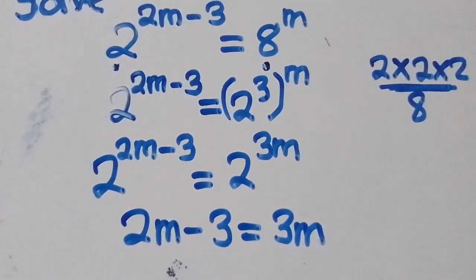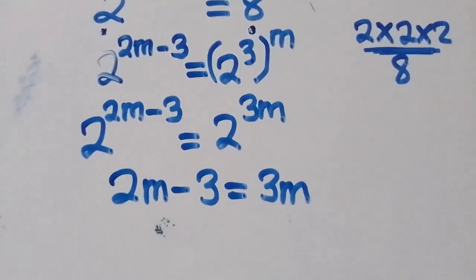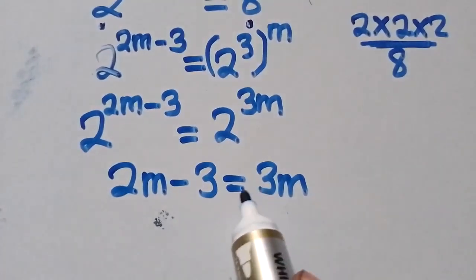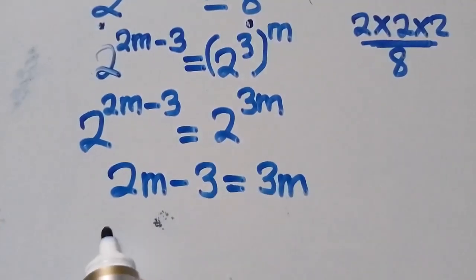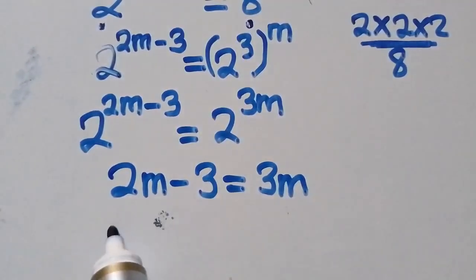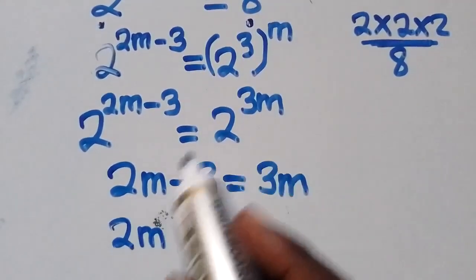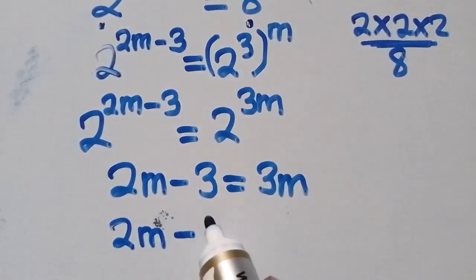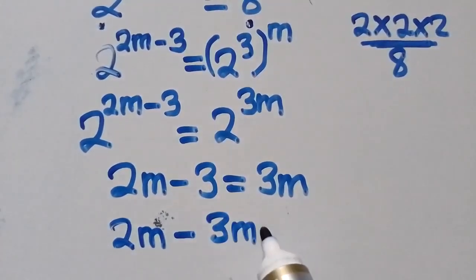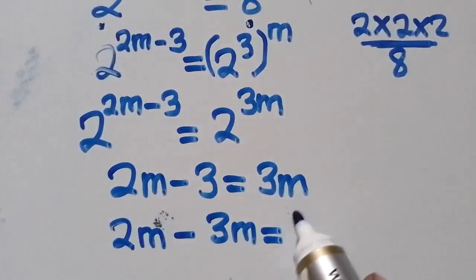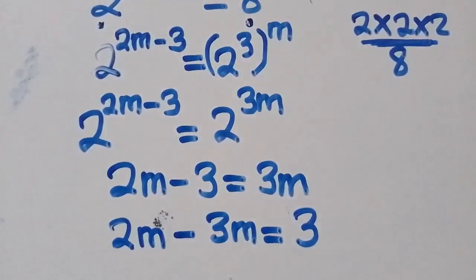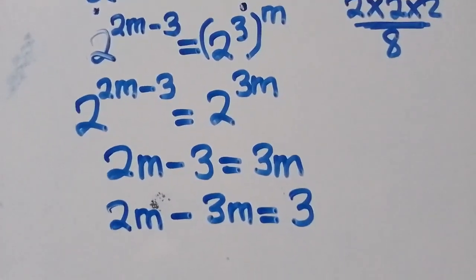This is an equation that we formed. From here, what do we do next? We group the like terms. So this one will come this other side. This one will come this other side. So we are going to have what? Let's say we are going to have 2m. So when this one comes this side, it becomes minus 3m, which is equal to, this is negative 3. When it goes this side, it becomes positive 3.